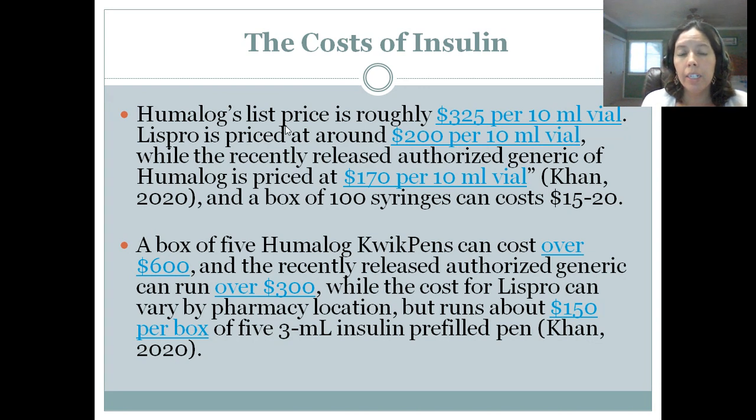A box of insulin pens is even more expensive. For Humalog, it can cost over $600 for a box of 5 insulin pens. While its generic can run over $300, the cost of Lispro can vary but runs about $150 per 5 3-milliliter pre-filled insulin pens.